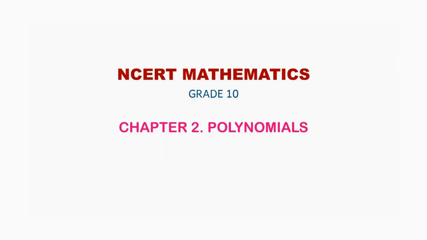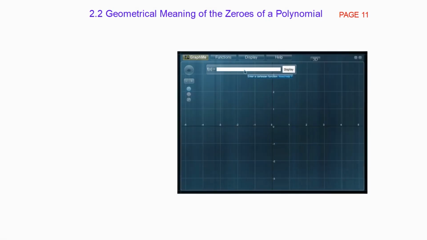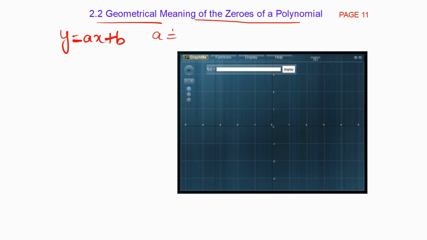In this video, we will see NCERT Mathematics for grade 10, Chapter 2 Polynomials. Next, 2.2 Geometrical meaning of the zeros of a polynomial. Here we will see a linear equation, a quadratic equation and a cubic equation. So consider the general form y equal to ax plus b. Here a should not be equal to 0. This is the condition for a linear equation.